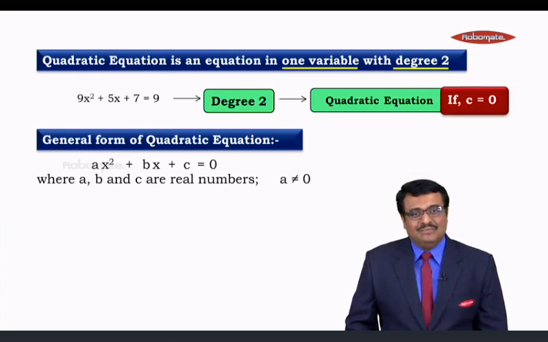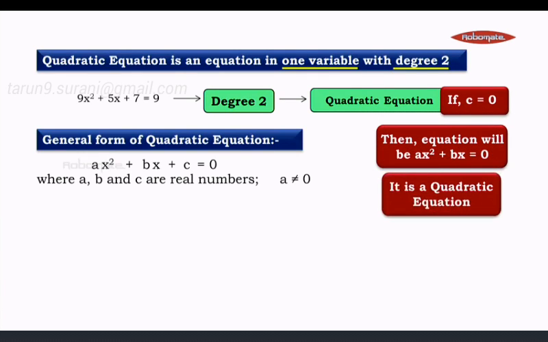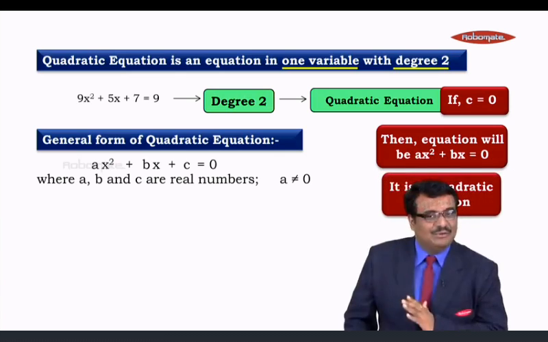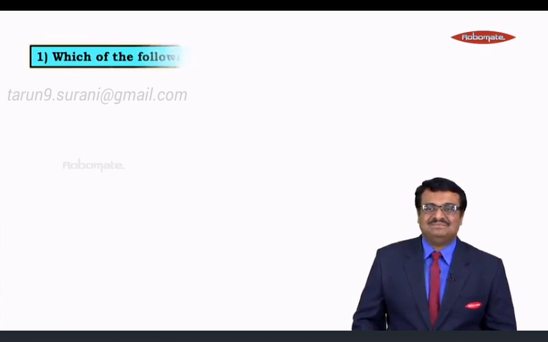Now, if c is equal to 0, what happens? In ax square plus bx plus c, c becomes 0, so c goes away. Ax square plus bx is equal to 0. So it is a quadratic equation because the highest index of the variable is 2. So what is the standard form or general form of a quadratic equation? We are clear with it, right? So let us proceed further.